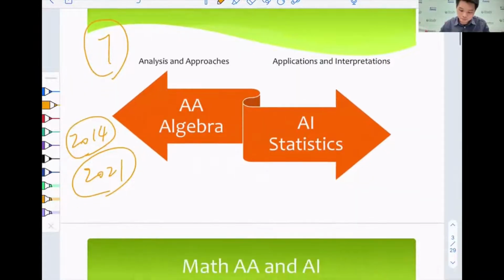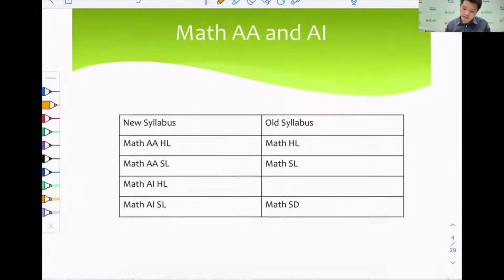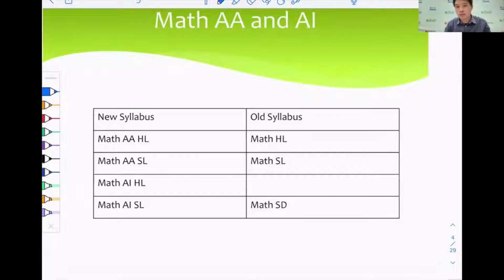And let's take a look at the old syllabus and the new syllabus first. The new syllabus is 2021, and the old syllabus is from 2020 and earlier. So what you can see is that if you're taking your Math AAHL, it is more or less likely to be your Math HL in the old syllabus.